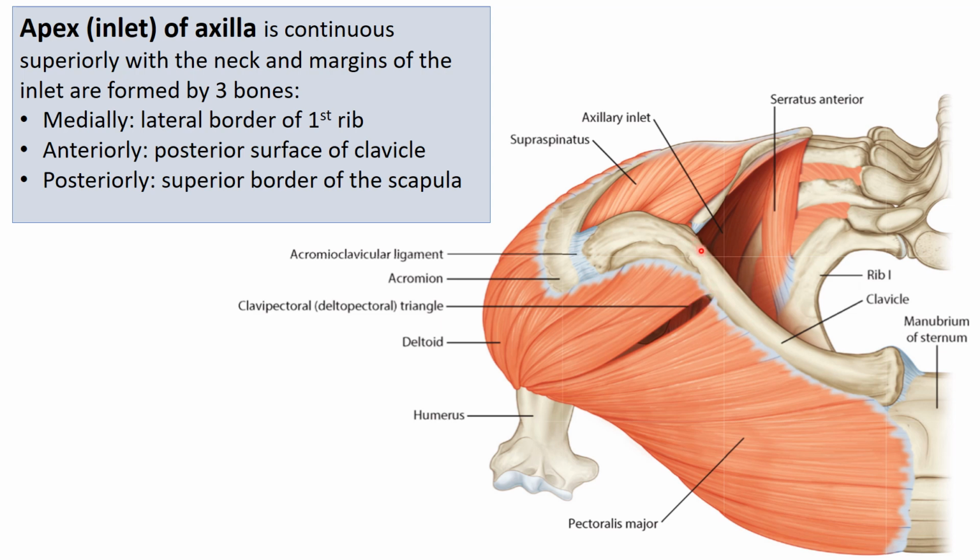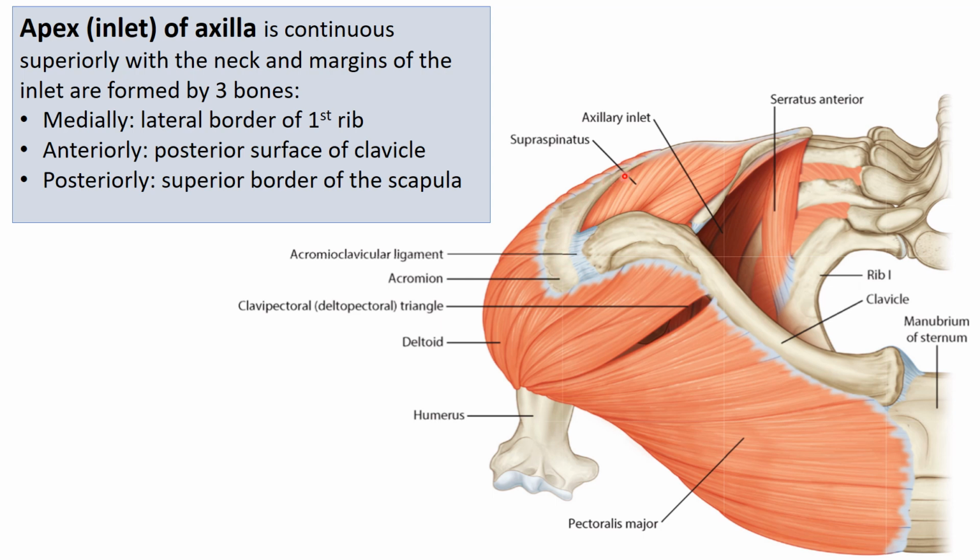Now you can see there are 3 bones here. You are familiar with this one. This is the clavicle. To be more specific, it is the posterior aspect of the clavicle that forms the anterior boundary. This is the medial boundary formed by the first rib, more specifically, the lateral border of the first rib, and then on the posterior part, it is the superior border of the scapula. See, if this is the superior border of the scapula, this is the acromion, this is the spine of the scapula.